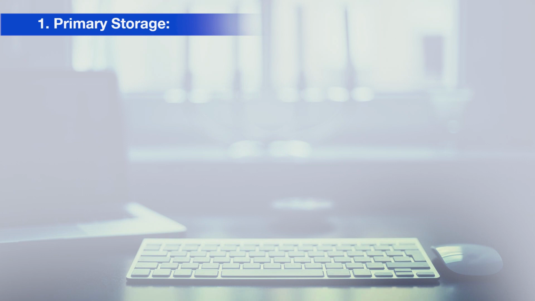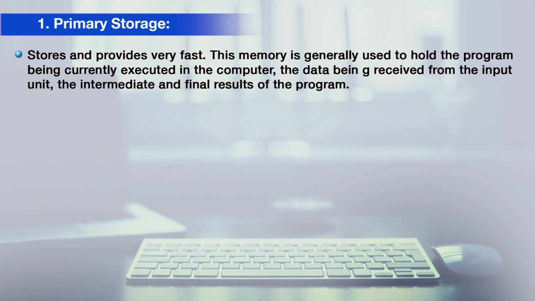Now coming to the storage unit. The storage unit of the computer holds data and instructions that are entered through the input unit before they are processed. It preserves the intermediate and final results before these are sent to the output devices. It also saves the data for later use. The various storage devices of a computer system are divided into two categories. Primary storage stores and provides very fast access.